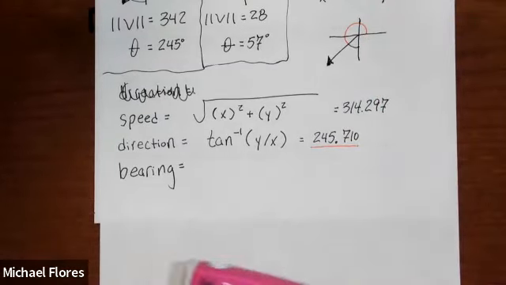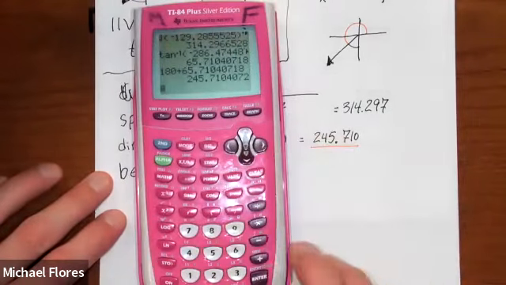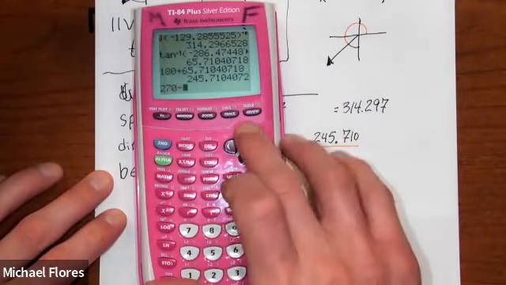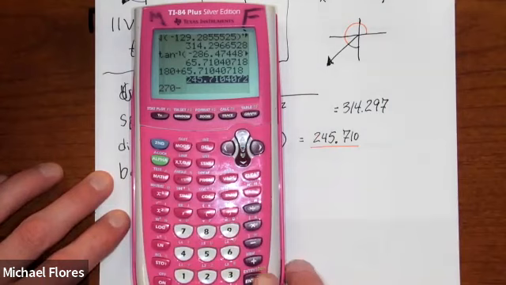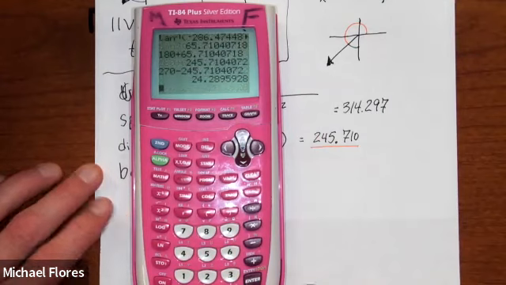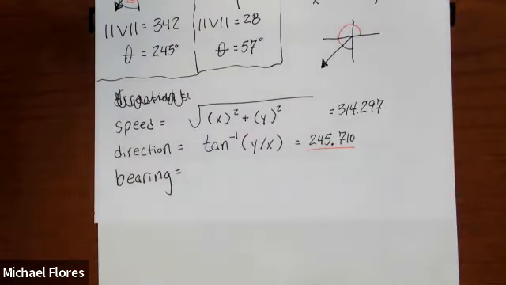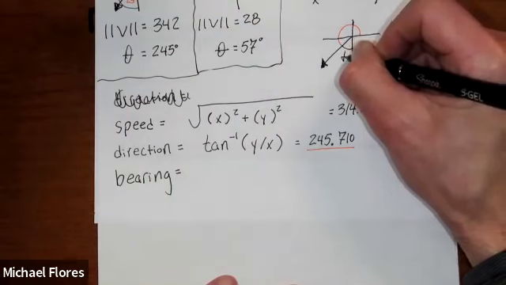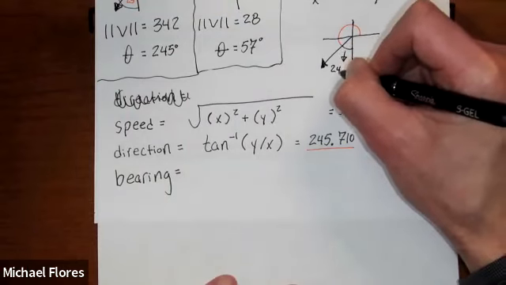So what we could do is take 270 minus, then let's copy that answer of our direction there. Copy and paste it. And that would give us an answer of this angle here: 24.290.